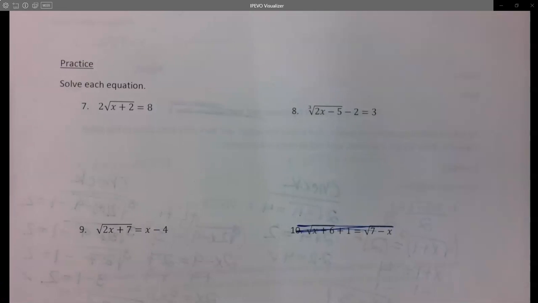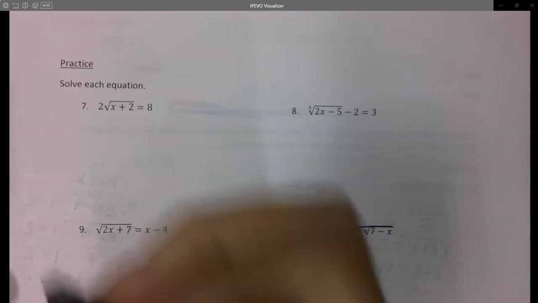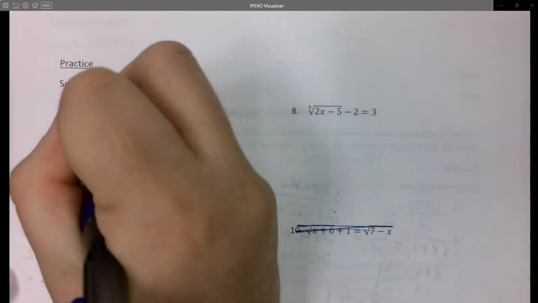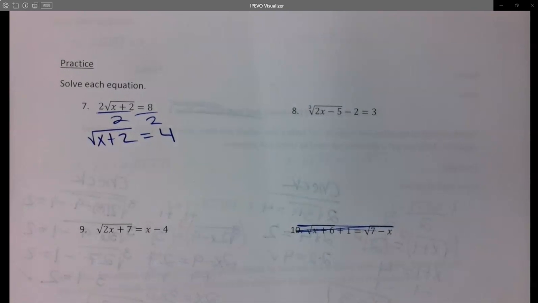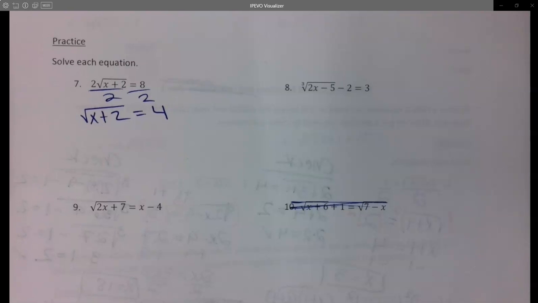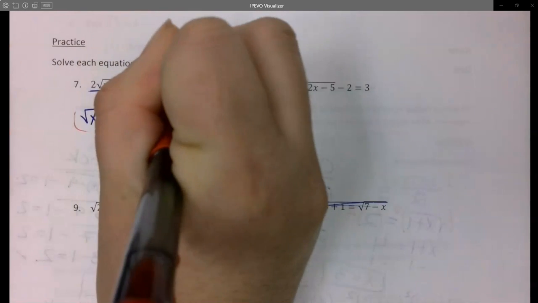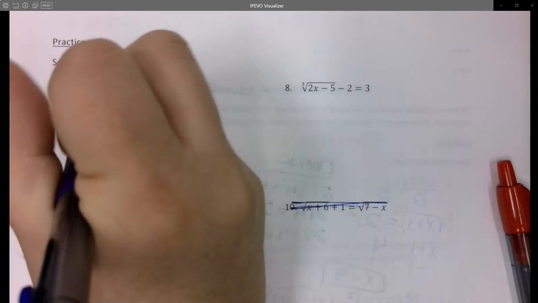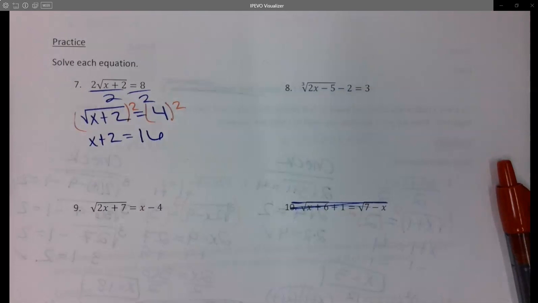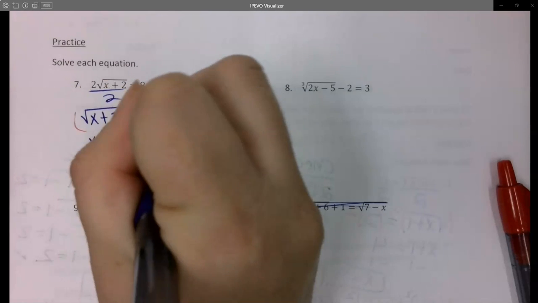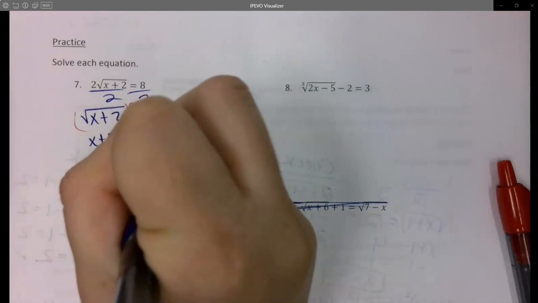Okay, so number 7, I want to start off by dividing both sides by 2. Which gets me the square root of x plus 2. 8 divided by 2 is 4. Then I want to go ahead and square both sides. To get me x plus 2. 4 squared is 16. I subtract 2 on both sides. I get x equals 14.